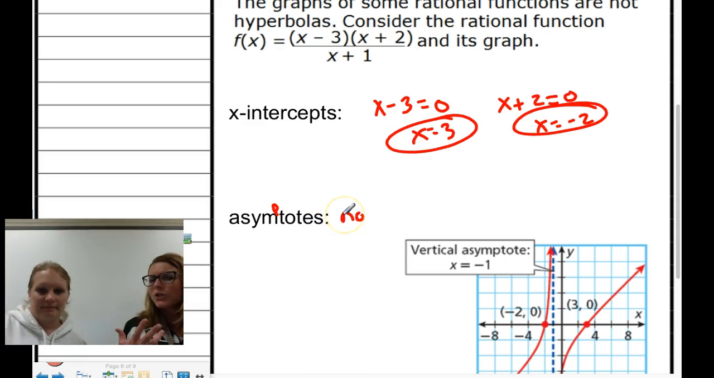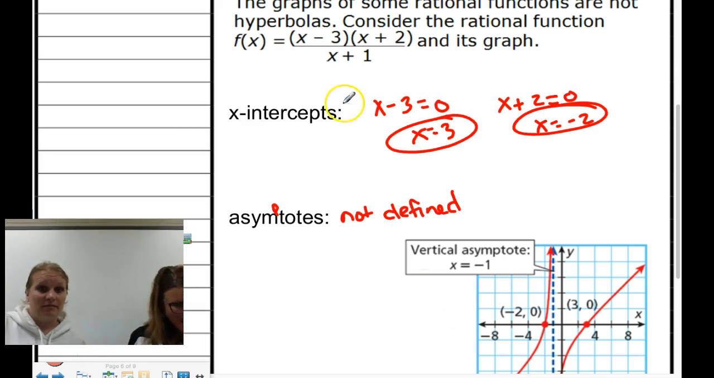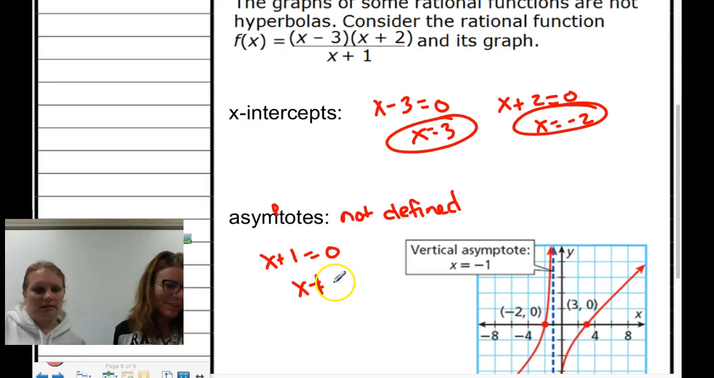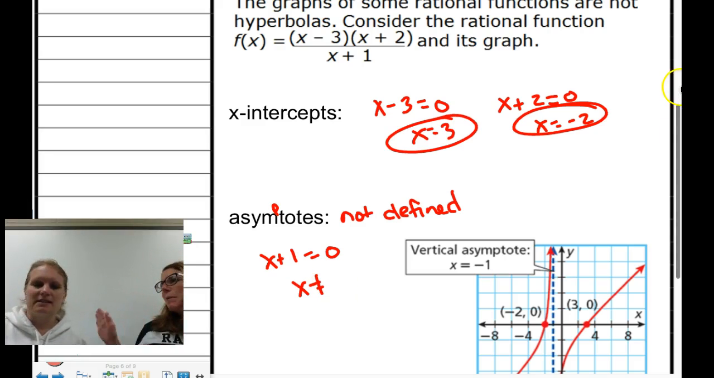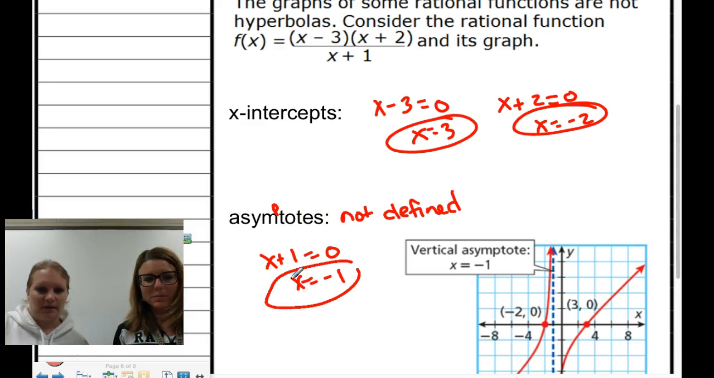So what do you think we're going to do, Miss Boyd? It's the x values that make the bottom not defined. Yes, the denominator, where it's 0. x plus 1 equals 0. So x cannot equal... Remember, when you're finding asymptotes, it's always x equals. Gotcha. So x equals -1.